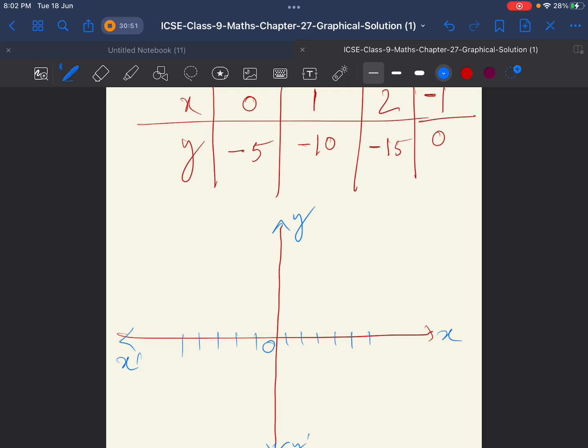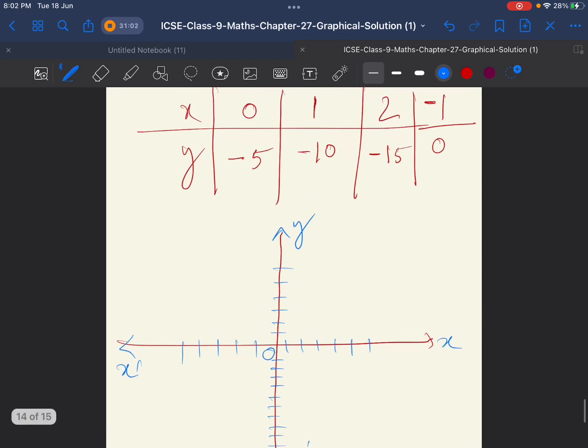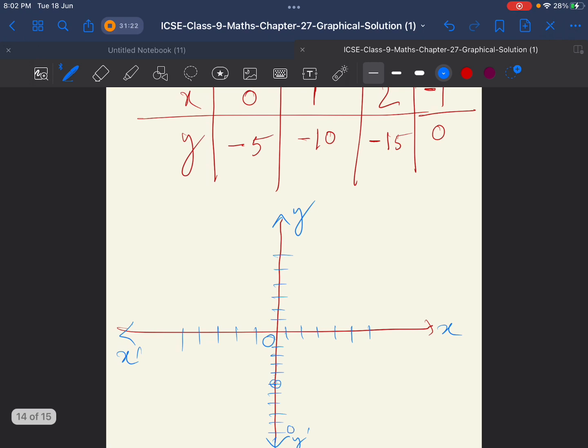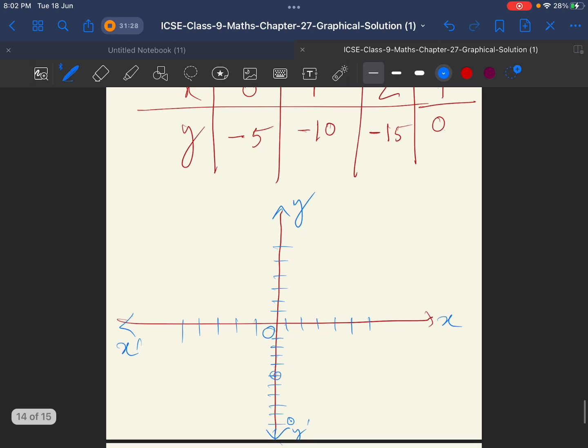Y o y dashed. Okay, so 1 2 3 4 5 6, 1 2 3 4 5, 1 2 3 4 5 6, 1 2 3 4 5 6 7 8 9 10. So 0 minus 5, x 0 y minus 5, negative side of y axis, and 1 2 3 4 5, this point is here. 1 minus 10, 1 is here, minus 10, 1 2 3 4 5 6 7 8 9 10, this point will be here.